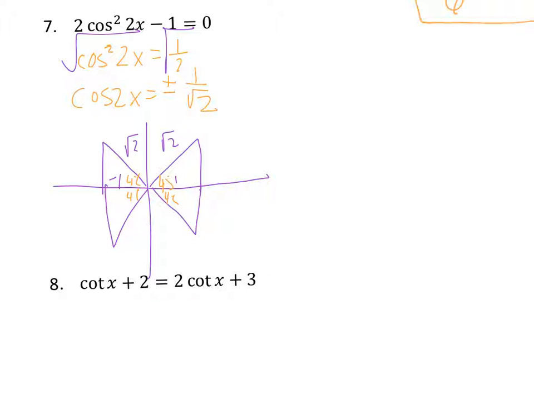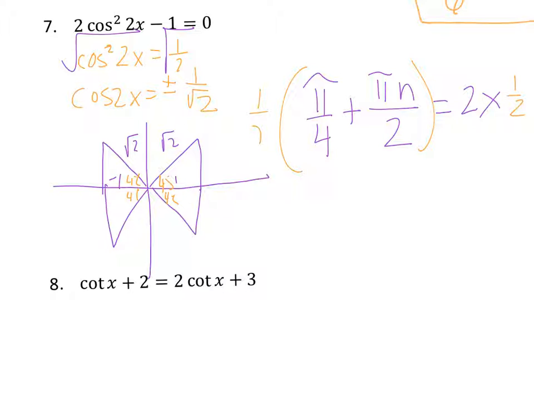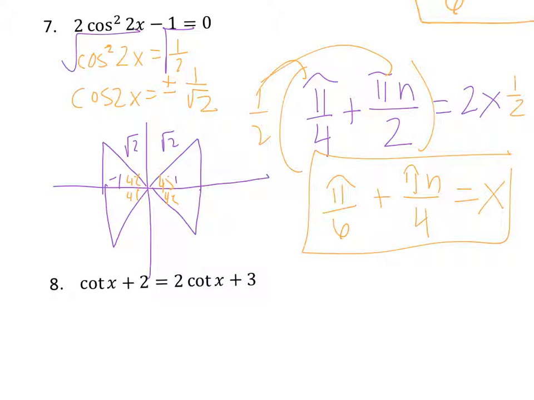So my first angle is pi over 4. Plus, my rotation is 90 degrees. That is pi n over 2. But remember, this is equal to 2x. So I have to multiply by 1/2 on both sides. Do not forget to multiply by everything on the inside. So my final answer would be pi over 8 plus pi n over 4 is equal to x. That's my final answer for that one.